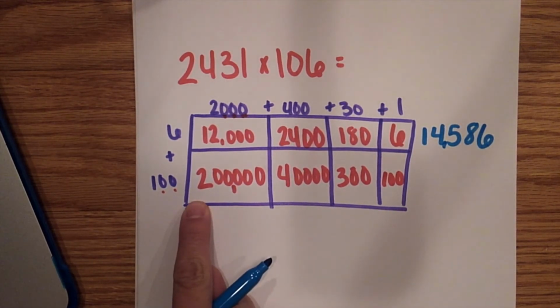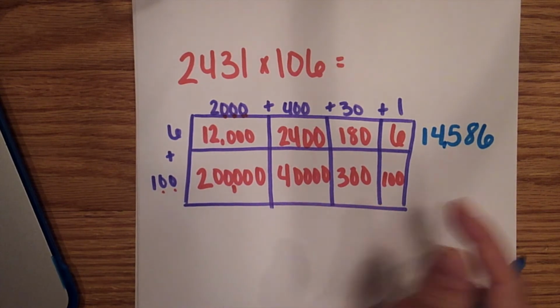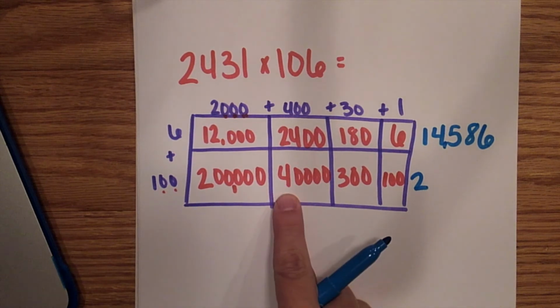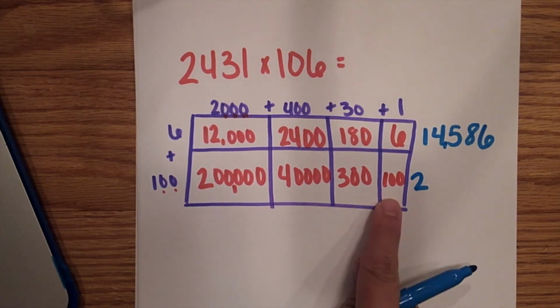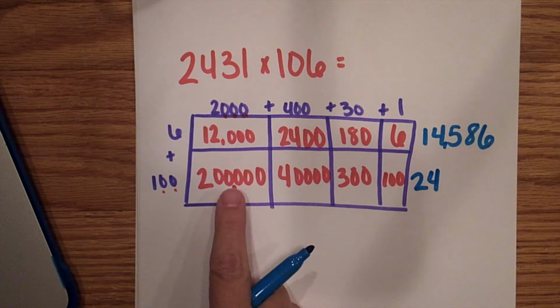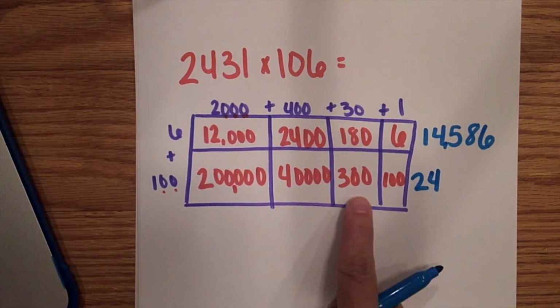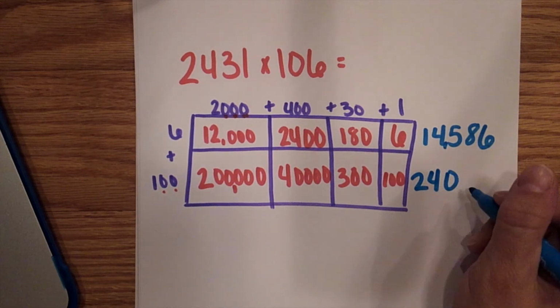We're going to do the same thing on the bottom row. 2 in the hundred thousands, so it's going to stay a 2. 0 in the 10,000s, 4 in the 10,000s, so we're going to keep that 4. 0 in the thousands, 0 in the thousands. We're going to keep that a 0.